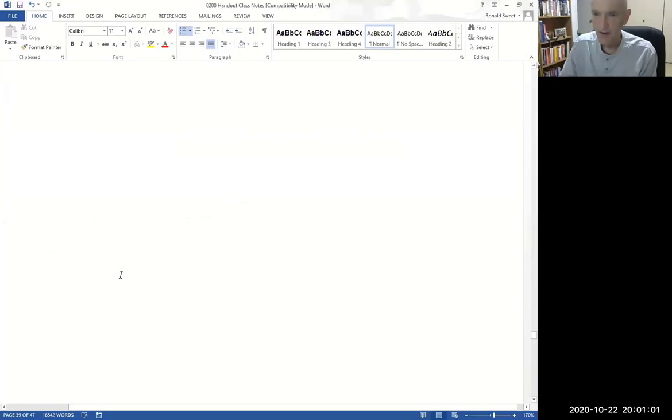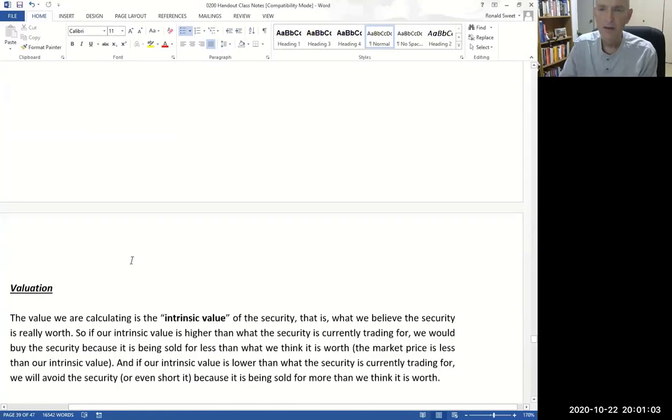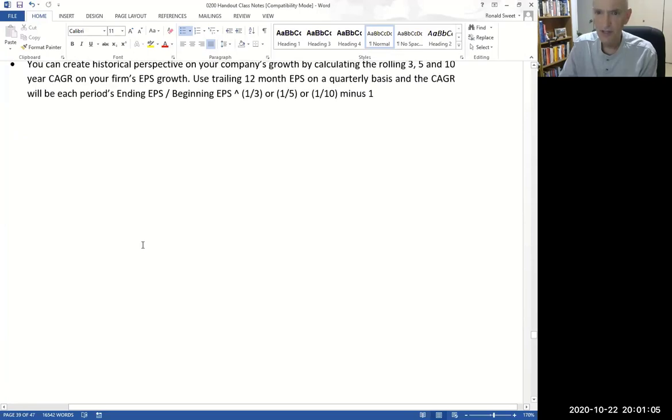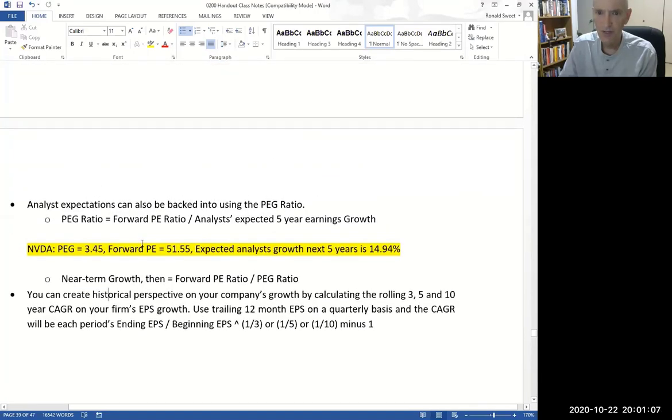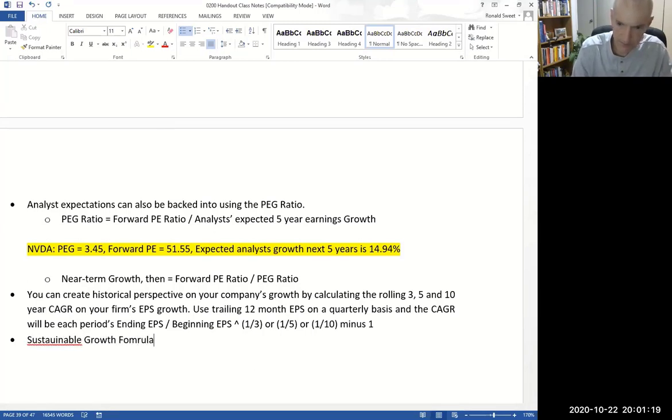You obviously don't want to just extrapolate historical growth, but it works. There's one last one that's not in the notes that I should have put in the notes. It's one I don't really believe in, but I'm going to put it in there because it is taught in a lot of college classes, so we need to know it. And that's the sustainable growth formula.